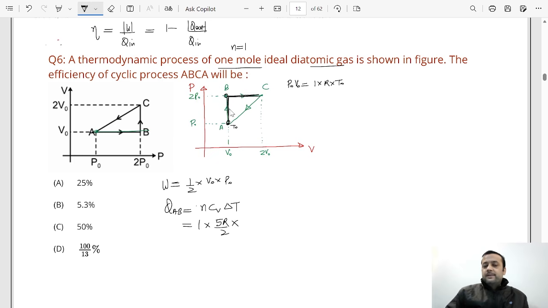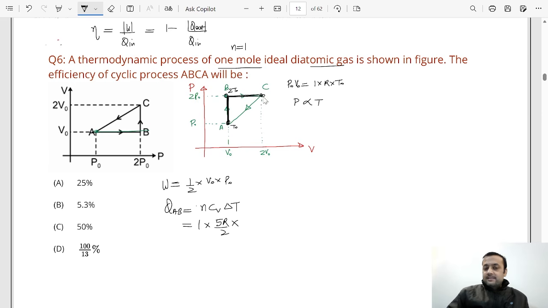So what will be the temperature at B? Look, the temperature at B can be written as 2T0. Why? From A to B, volume stays constant, but pressure has doubled. Remember that for a constant volume, pressure is proportional to temperature, which means if pressure doubles, so will temperature. Hence, here the temperature will be 2T0.